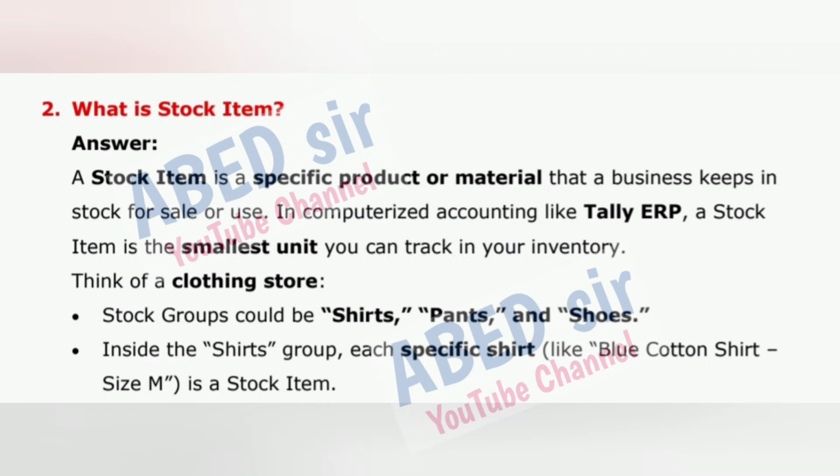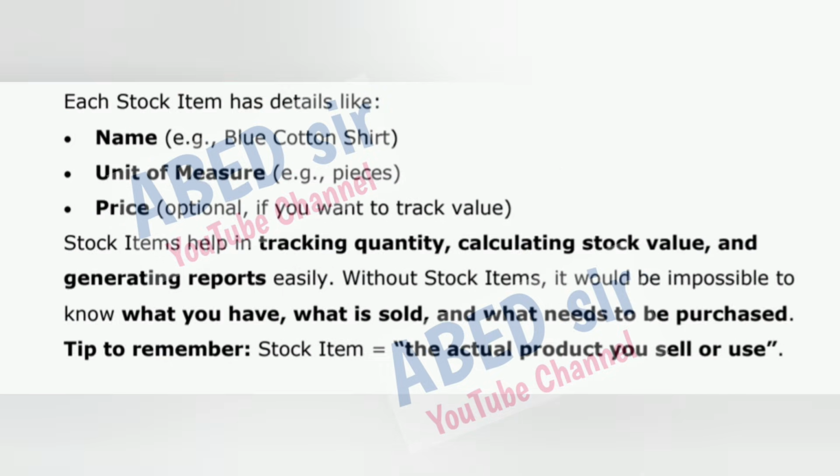Stock groups could be shirts, pants, and shoes. Inside the shirts group, each specific shirt, like blue cotton shirt size M, is a stock item. Each stock item has details like name, example, blue cotton shirt; unit of measure, example, pieces; price, optional if you want to track value.